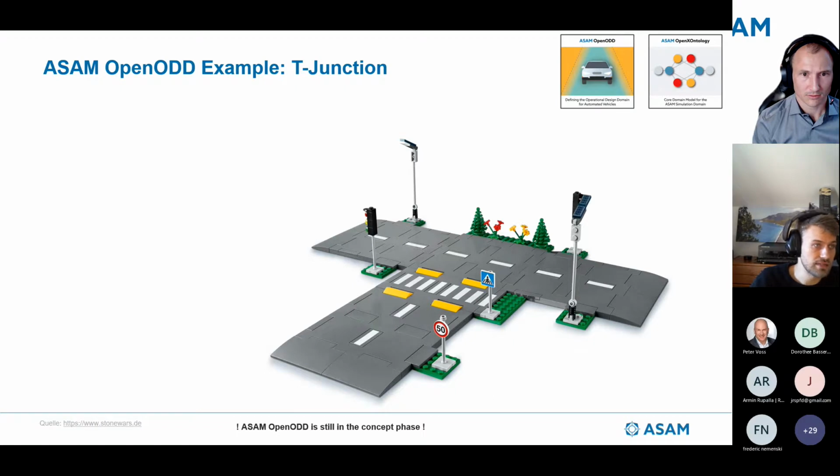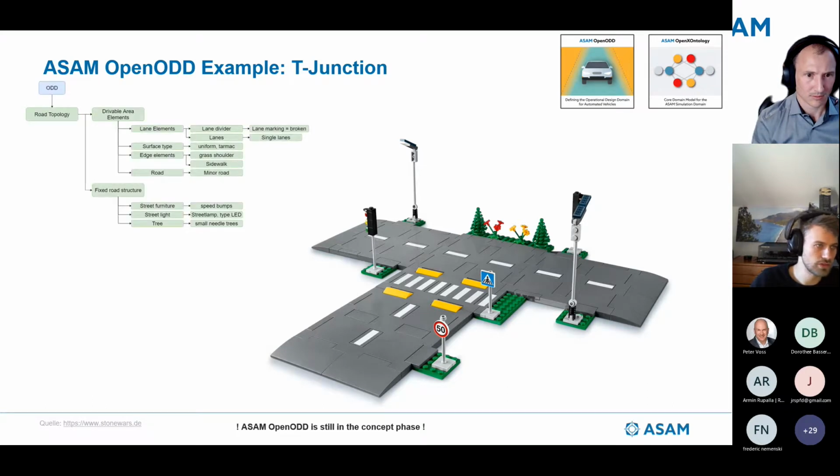So we have single lanes with a broken lane divider. We have a uniform surface that is tarmac. Then we have grass shoulders. So the green bricks you can see here on the left and right side of the roads suggest that we have a grass shoulder. As we have a crosswalk, if we continue building that Lego model, we will have sidewalks as well. And that thing suggests, as it has a speed limit of 50 kilometers an hour, that we are in a minor road. And so we can add this to our ontology for that piece of road.